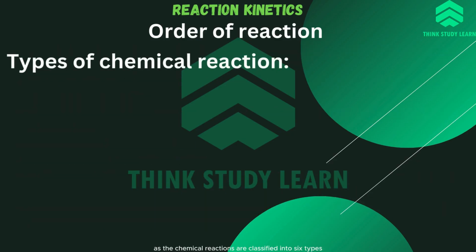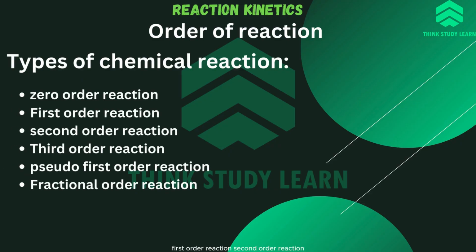The chemical reactions are classified into 6 types, which are zero order reaction, first order reaction, second order reaction, third order reaction, pseudo first order reaction, and fractional order reaction. The order of reaction can be found by comparing the initial rates of two reactants or products knowing their concentrations. Once the order has been found, the rate constant can also be calculated.